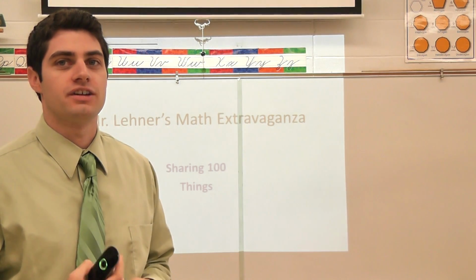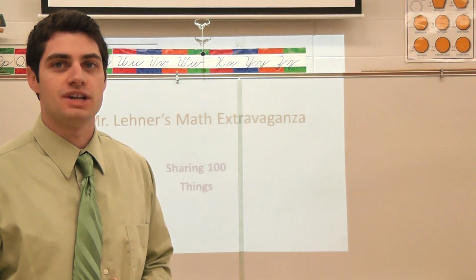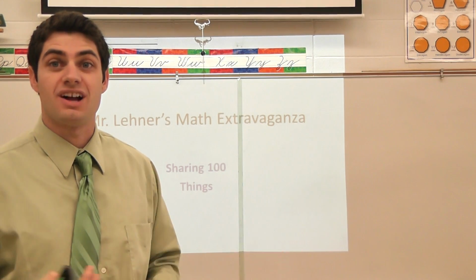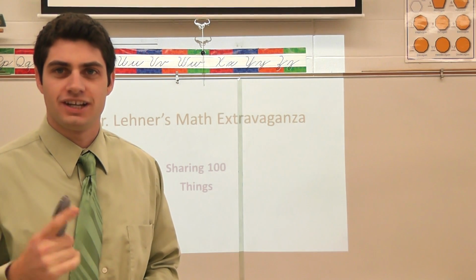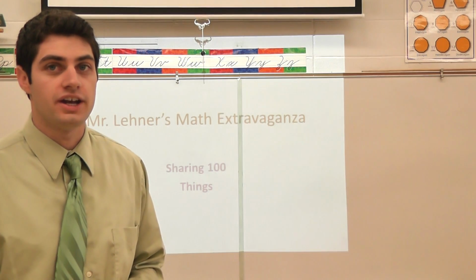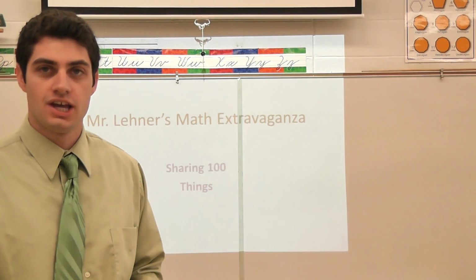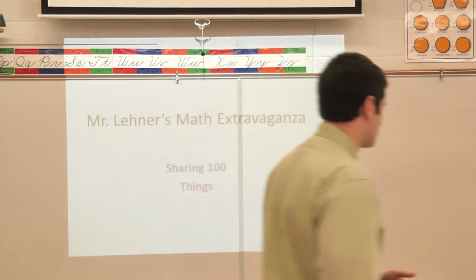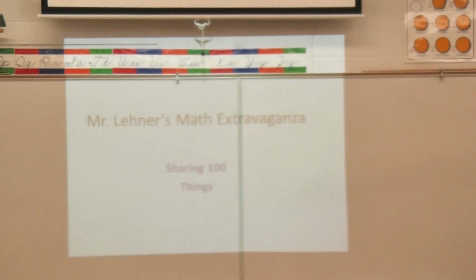In today's webisode, we're going to take a look at sharing 100 things. Basically, we're going to be taking a look at fractions and decimals and how we can use those to spread out some of our different numbers. Let's take a look at a strategy or a tool that can help you when turning your fractions into decimals. This tool is what we like to call our place value chart.